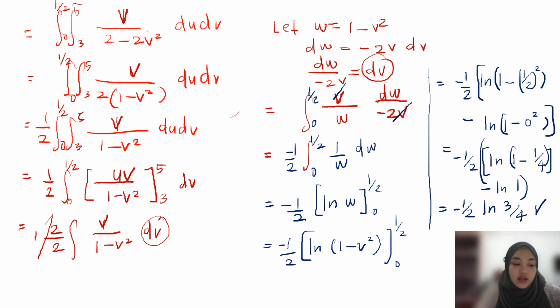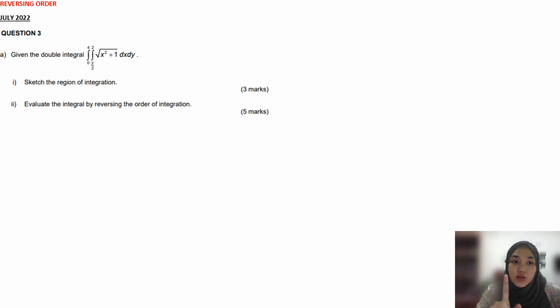So to recall what you need to do: you have to find U and V. Next, you have to find the Jacobian and then substitute into the integral to find the final answer. So we have one more question. This one is reversing order, so we continue with reversing order.